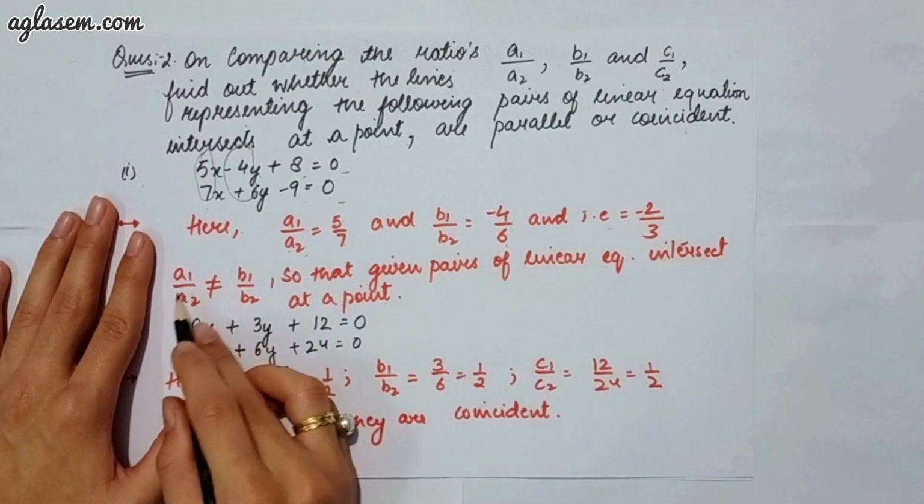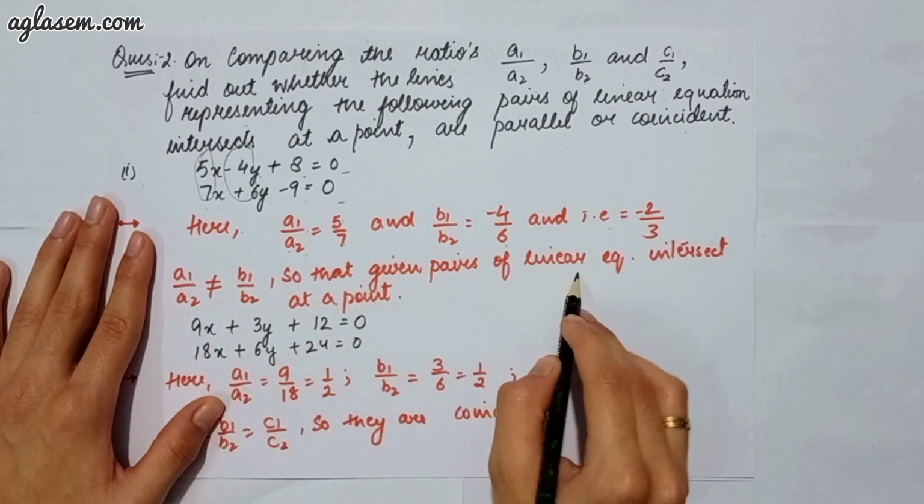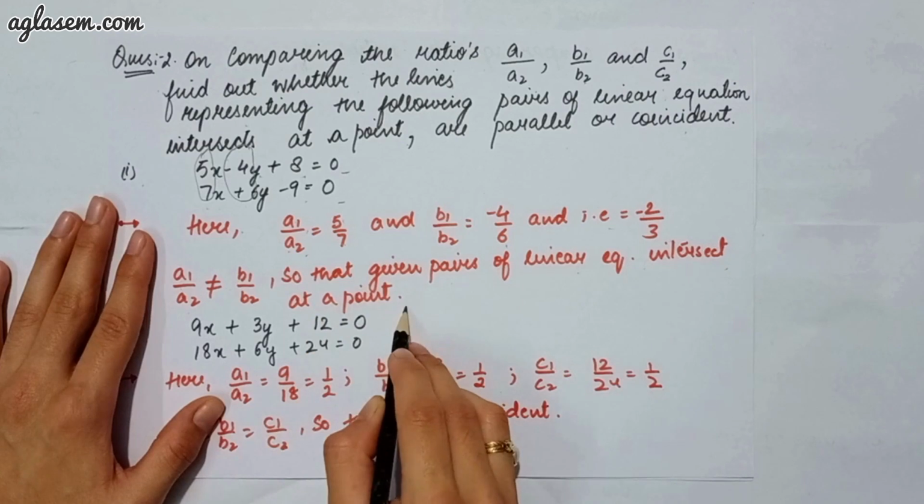So here a1 divided by a2 is not equal to b1 divided by b2. So the given pair of linear equations intersect at a point.